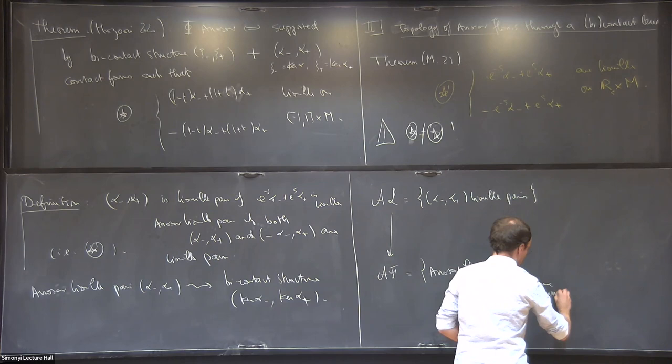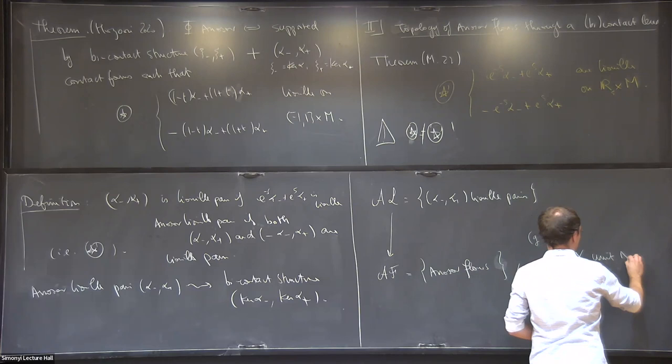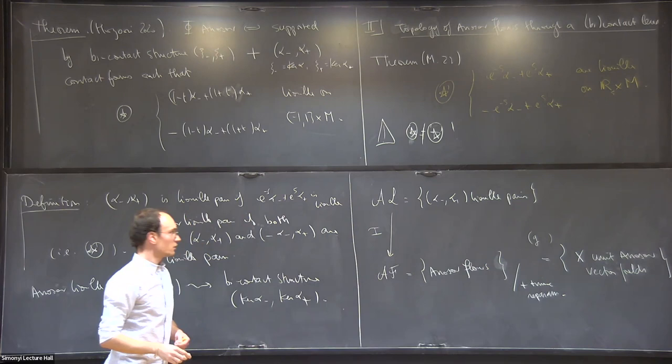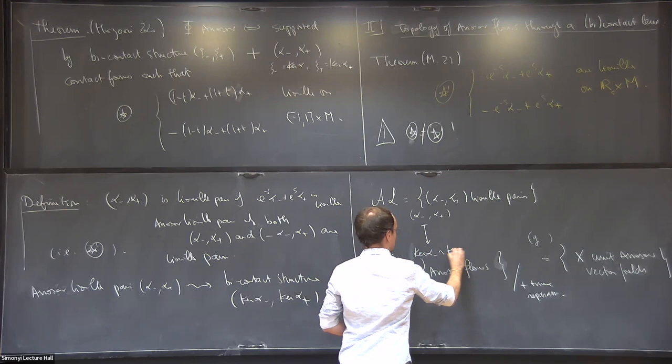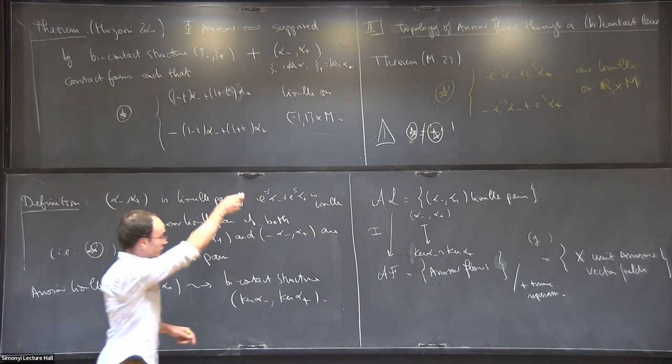You can also think about it as fixing some auxiliary metric G. This is the space of unit Anosov vector fields. And this map, I'm going to call it I for intersection, because that's exactly what it is. Take alpha minus and alpha plus here. We send it to the intersection of the kernel of alpha minus and the kernel of alpha plus. That gives a one-dimensional distribution. Take any vector field spanning this distribution. It's Anosov by this theorem. And that's the result of this map.